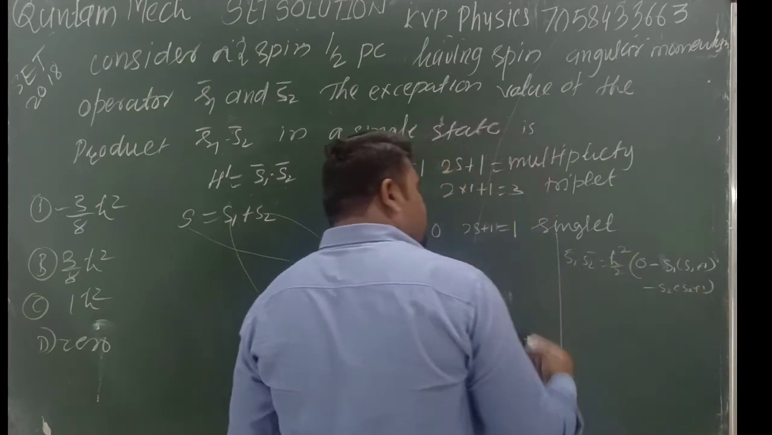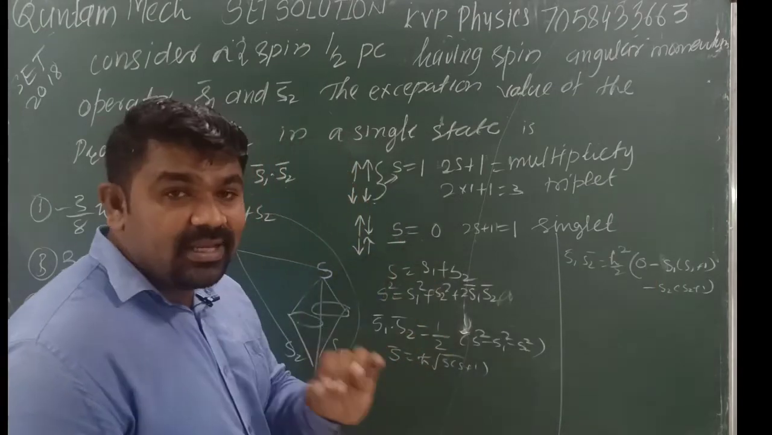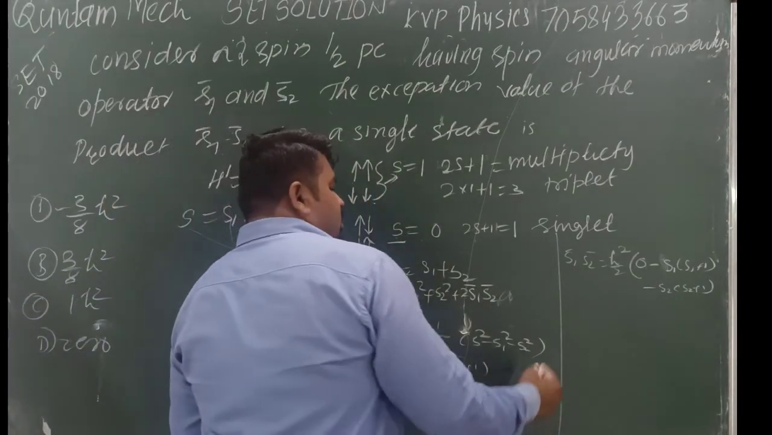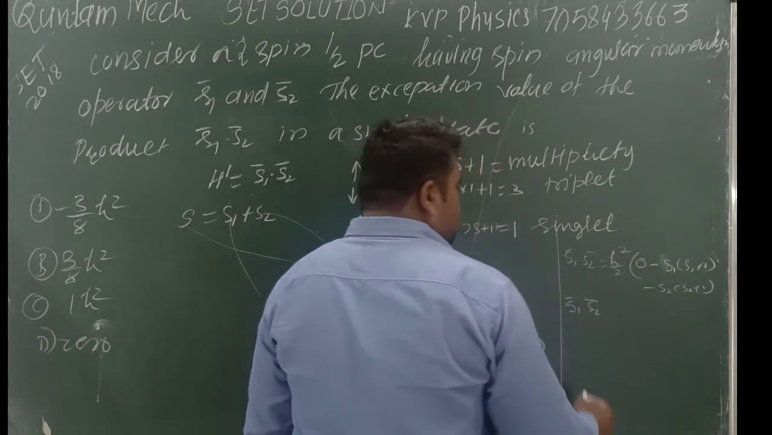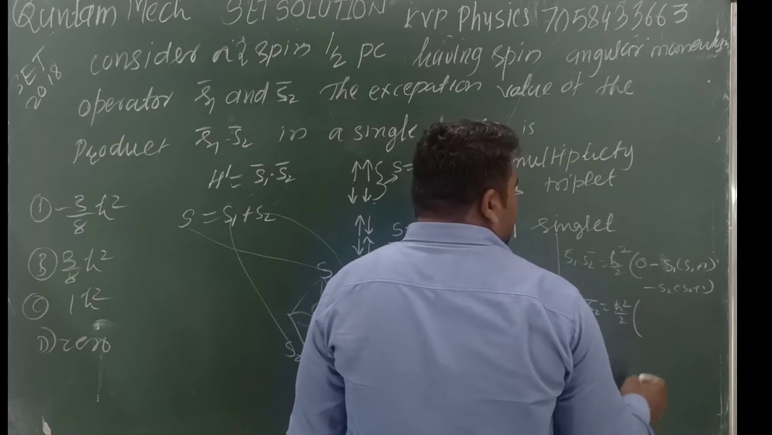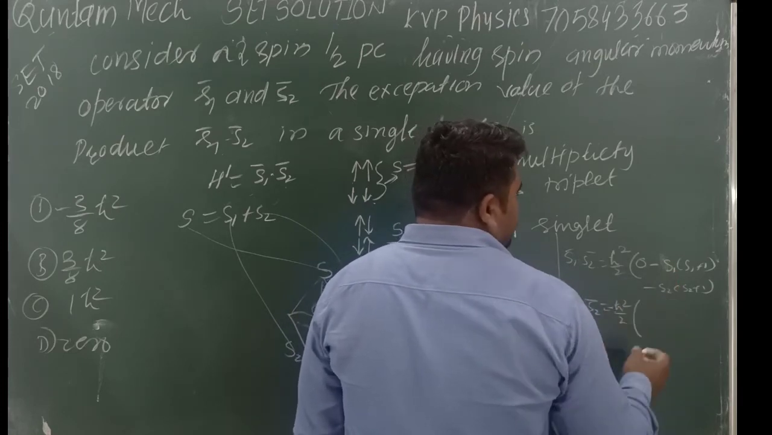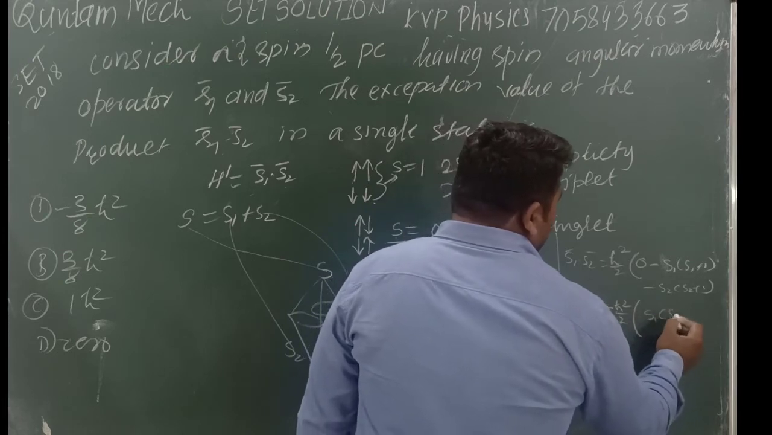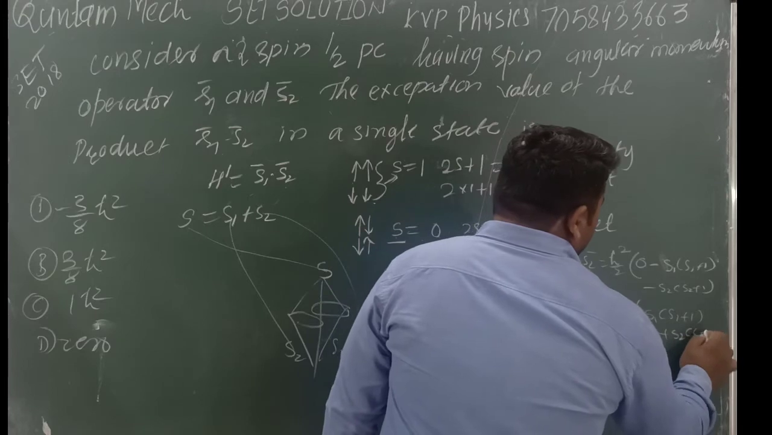Got it? H cross square we can take common out. First one is 0. Why is the first one 0? Because it is given as a singlet state. So S1 bar dot S2 bar is equal to how much? H cross square upon 2, minus what is common? We can take the minus common out. What is this one? S1 into S1 plus 1 plus S2 into S2 plus 1.